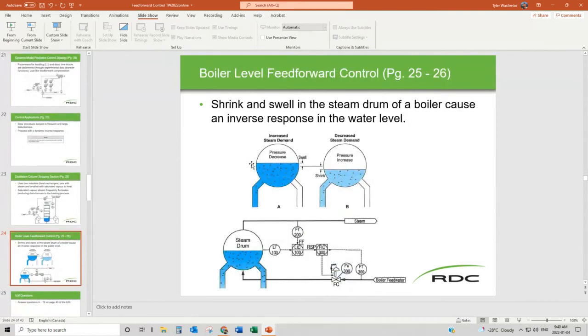Okay, boiler level feed forward control. This is the dynamic inverse response example that we looked at in third year that we're going to look at again here. The terms, if you don't recall from third year, were shrink and swell. And this goes on with the increased steam demand here. We start taking steam, we get a pressure decrease that allows our liquid to expand. And then when the steam demand decreases, our pressure will increase, causing the pressure inside to push the water molecules closer together, causing what we call shrink. So if we can determine the steam demand ahead of time, we can compensate for that in the steam drum.